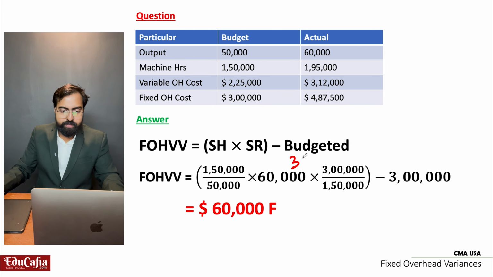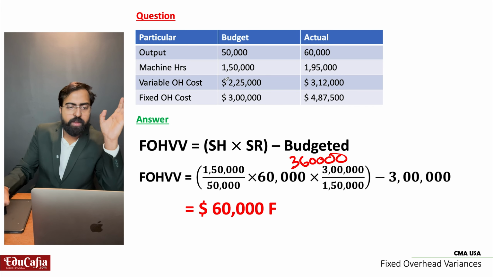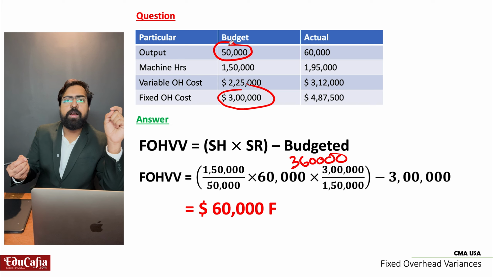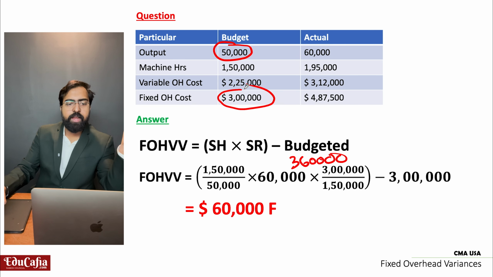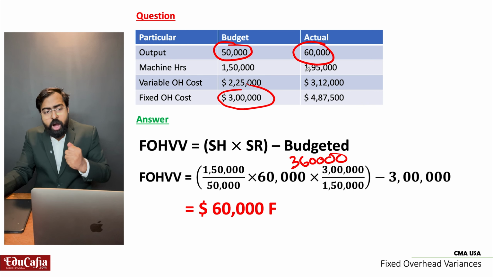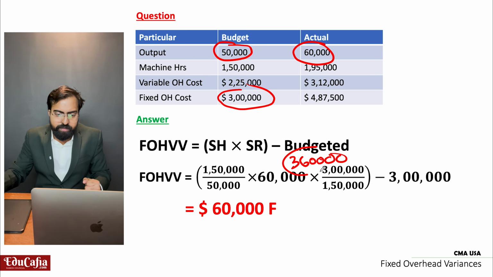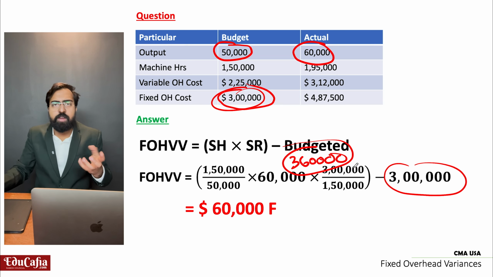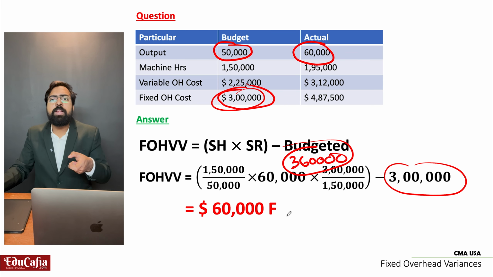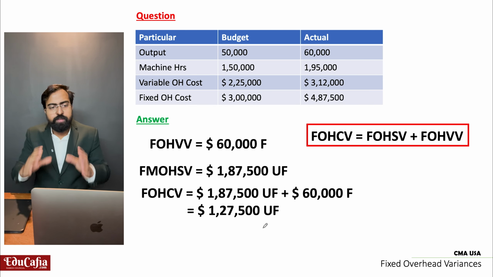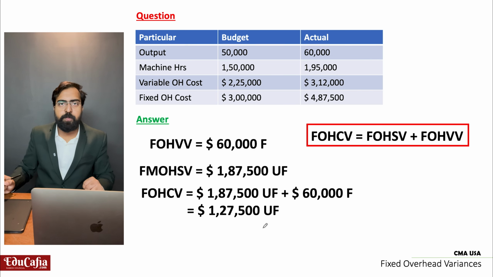So here you will get 3,16,000. What is the meaning of this? This 3 lakh we got for 15,000 output, so we are converting this 3 lakh to 16,000 output. For 16,000 output, the fixed cost is 3,16,000. Then the budgeted one is 3 lakhs. So here we got the volume change. What is the difference? 16,000 favorable. You got it? So this is volume variance.